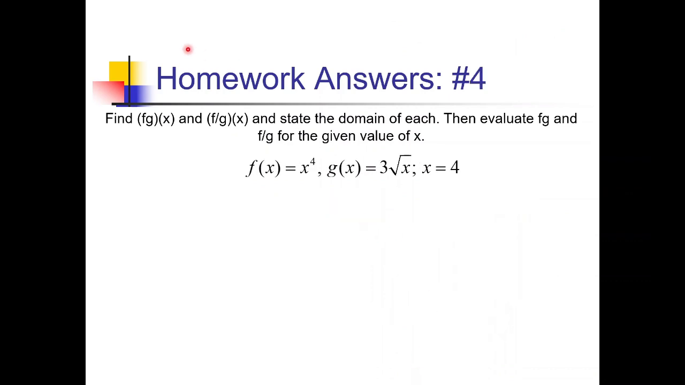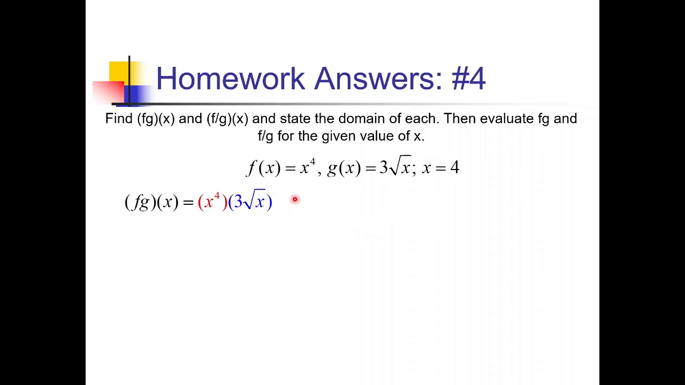For this problem, we're doing f times g and f divided by g for these two functions here, x to the 4th power and 3 radical x. And then we're going to plug 4 in for x. We'll also figure out the domain while we're at it. So let's start with f times g. That's x to the 4th times 3 radical x.